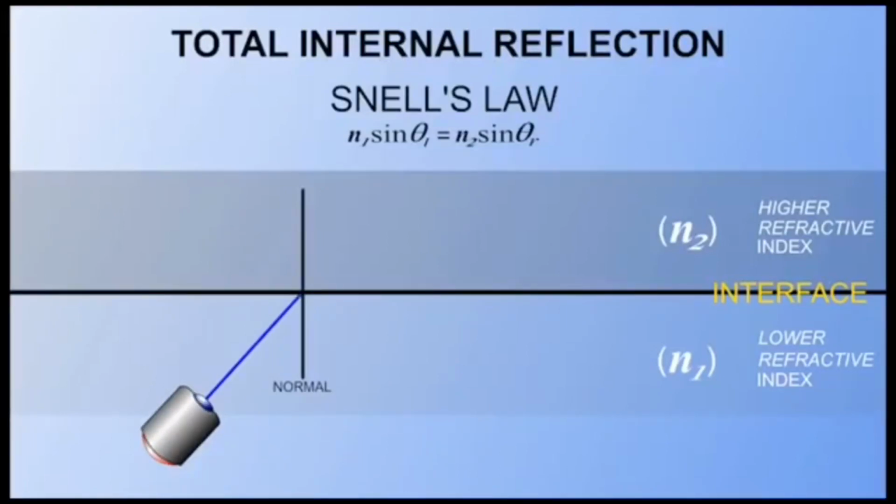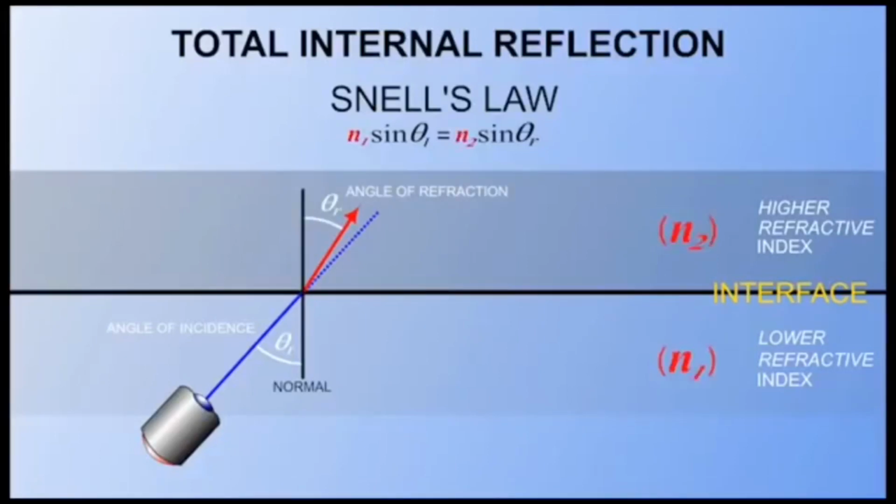However, when the light hits the interface at an angle, the change in light speed will cause the beam to change direction slightly and propagate through the second medium at a different angle. The angle at which the light hits the interface is referred to as the angle of incidence. The angle at which the light propagates into the new medium is called the angle of refraction. By placing the known values into Snell's formula, the degree of refraction can be determined.